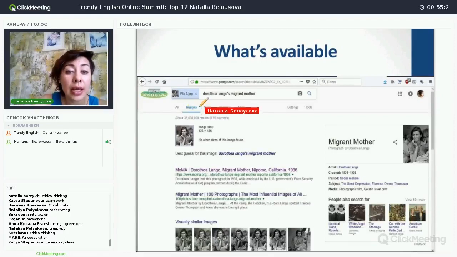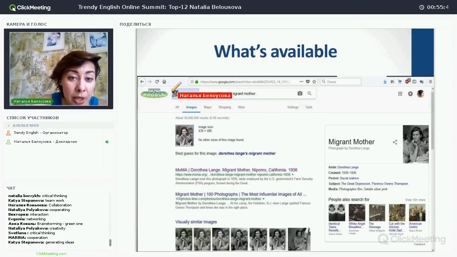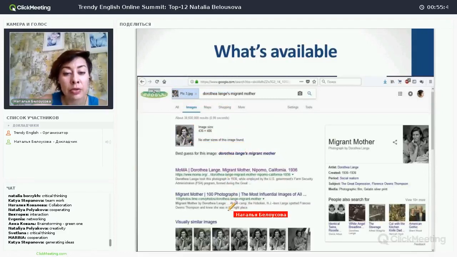But there is also Images. If you click here and go to Images, you don't really have to type in the description of the picture, because there's this icon here. If you click there, you can upload any image from your computer or telephone. So I uploaded one of the pictures, and here you've got loads of hits about this picture, very often in English, because this picture was taken in the United States.